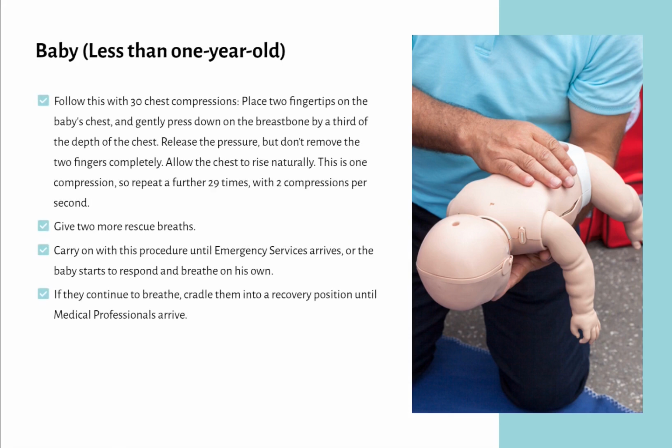Place 2 fingertips on the baby's chest and gently press down on the breastbone by a third of the depth of the chest. Release the pressure, but don't remove the 2 fingers completely. Allow the chest to rise naturally. This is 1 compression, so repeat a further 29 times with 2 compressions per second.